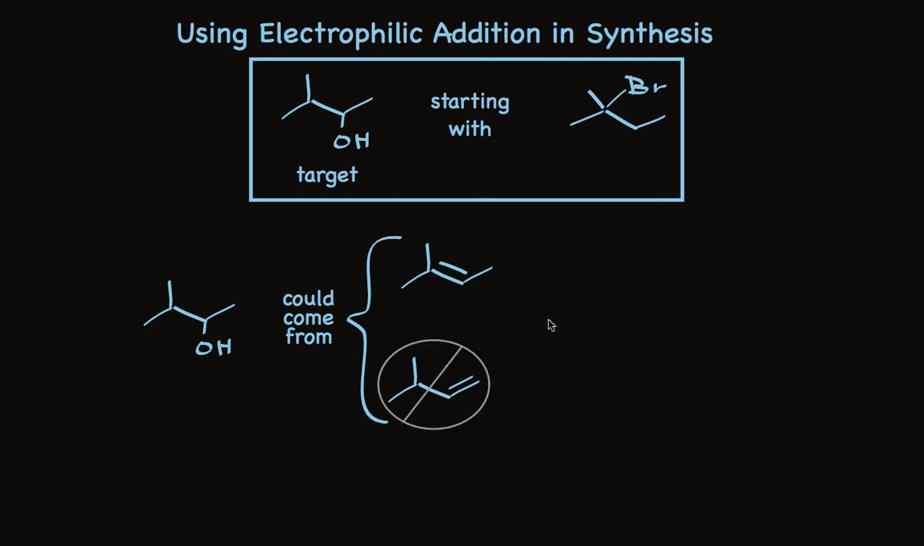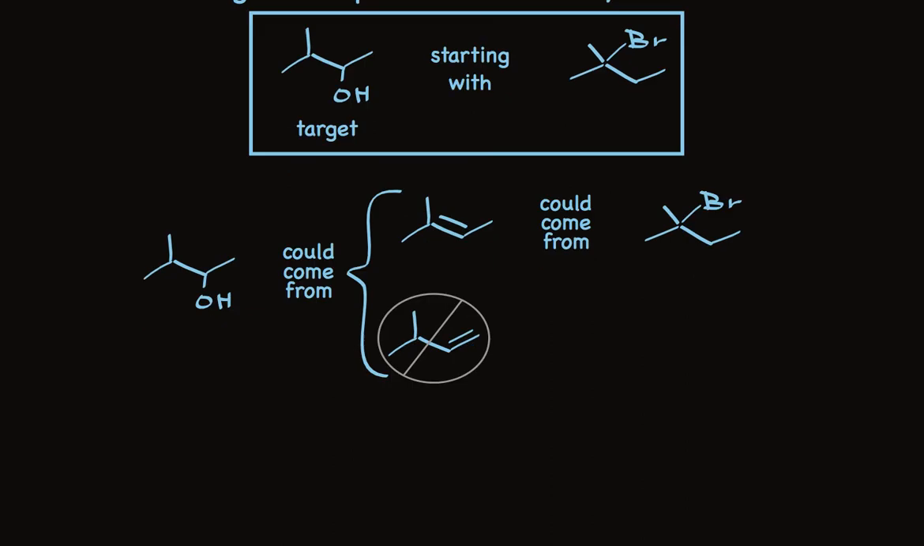So now we ask ourselves, what could this alkene come from? In fact, we know we can make alkenes by elimination of hydrogen halide. The alkene we need could come from the alkyl bromide that we can start with. What we have left to do in our planning process is to write out the synthesis from beginning to end and fill in the reagents we need for each step.